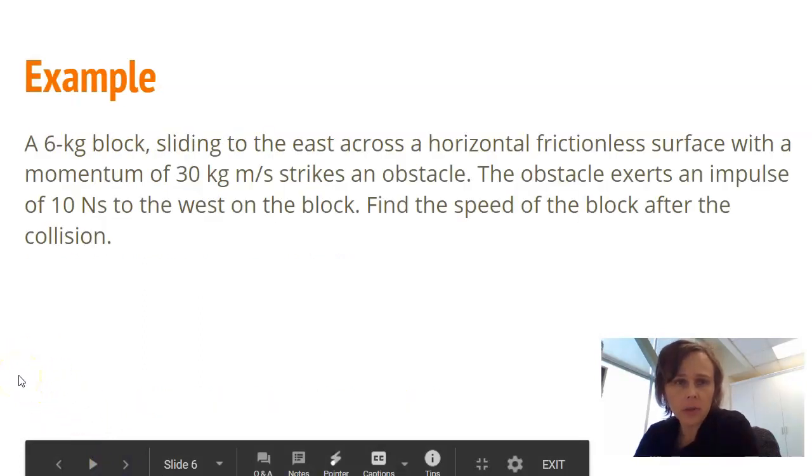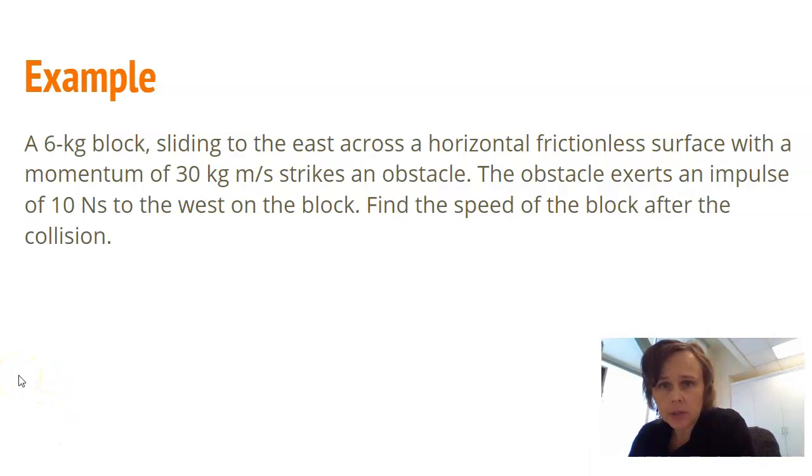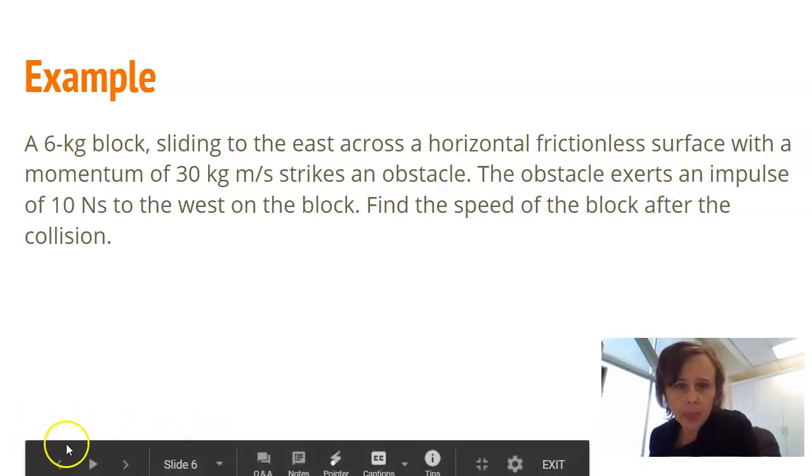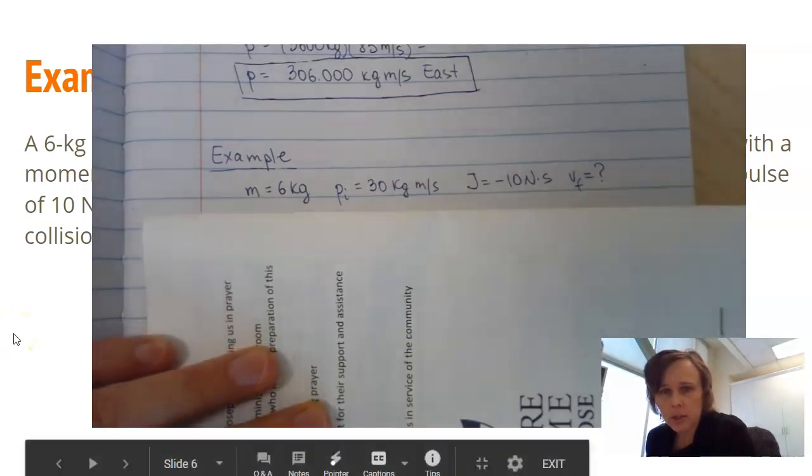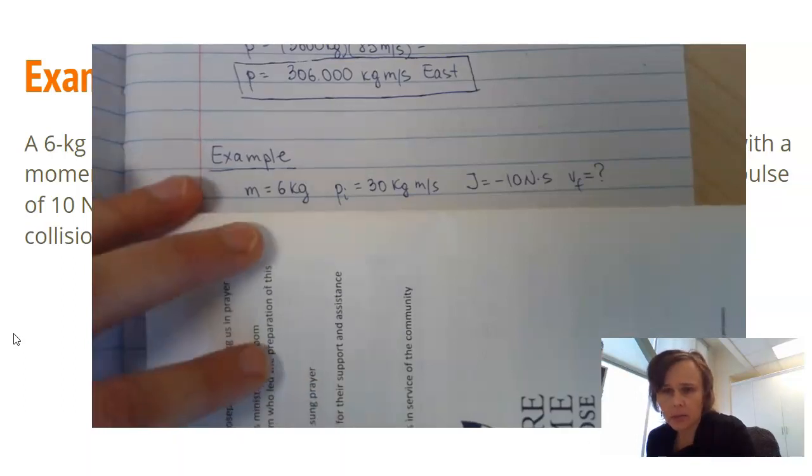And let's look at the example. A 6-kilogram block sliding to the east across a horizontal frictionless surface with a momentum of 30 kilogram meters per second strikes an obstacle. The obstacle exerts an impulse of 10 newton seconds to the west on the block. Find the speed of the block after the collision. Pay attention here that the impulse also has a direction. It's a vector, so you have to pay attention to the directions here. So we wrote down our variables. The mass is 6, initial momentum 30, and the impulse is negative 10 because it's in the opposite direction.